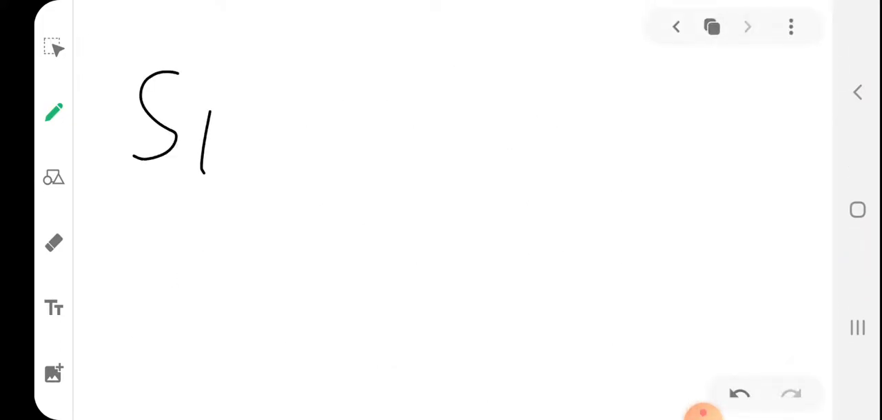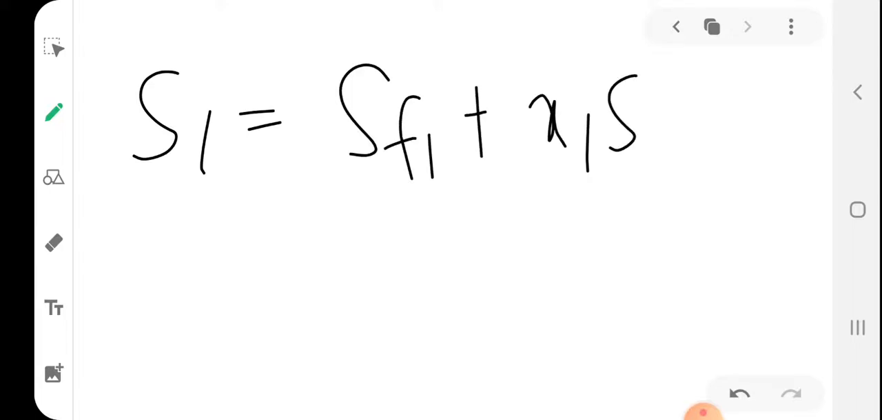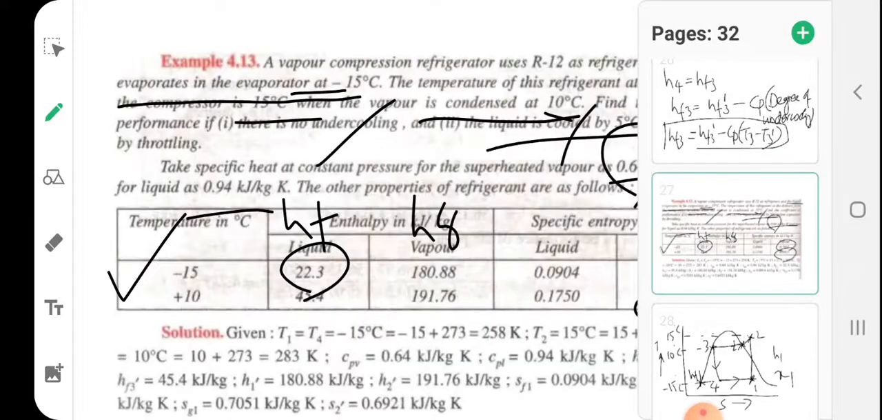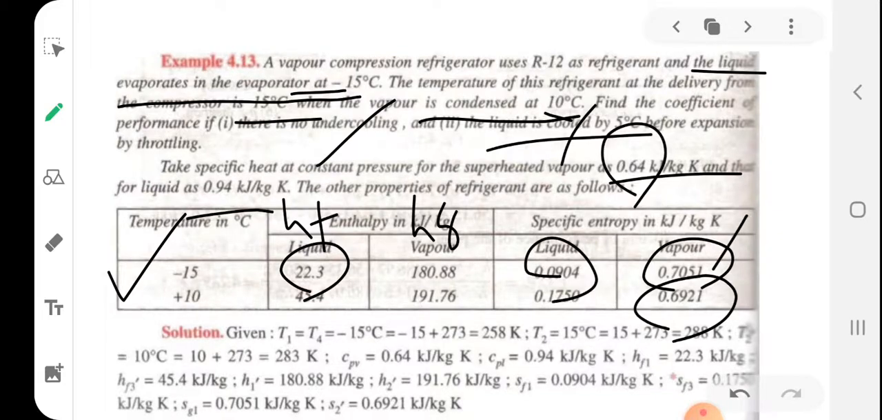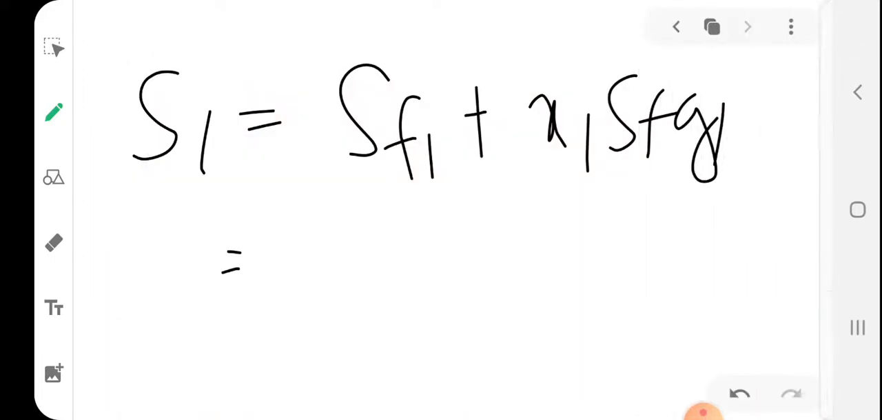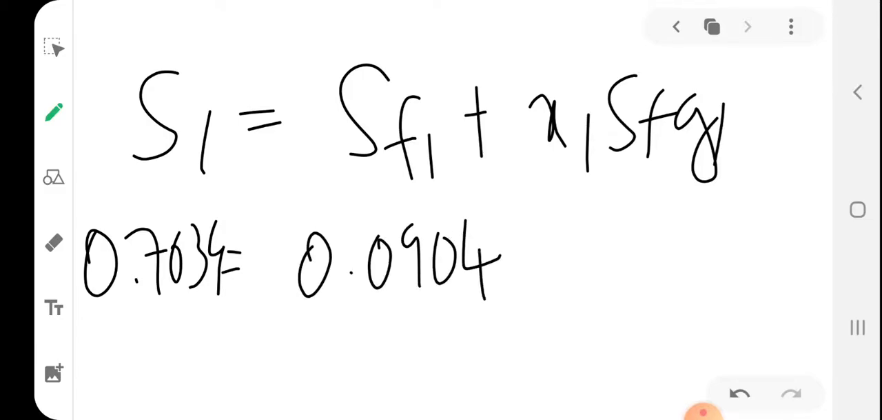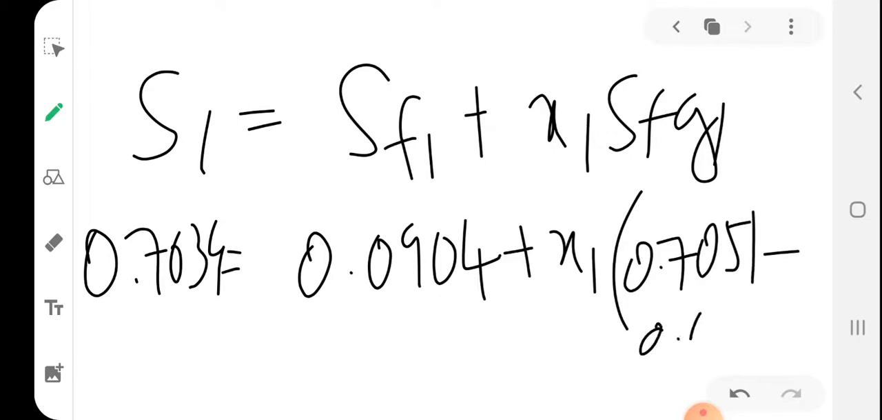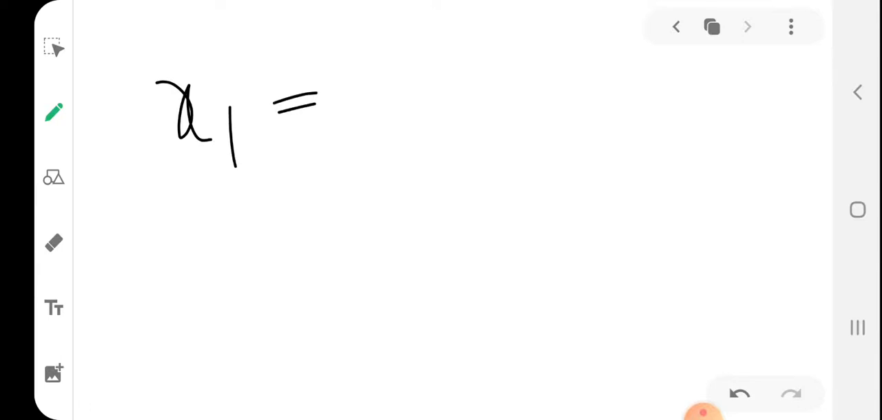So how? S1 is equal to SF1 plus x1 into SFG1. SF1 is nothing but this value. SFG1 will be the difference of this and this. So 0.7034 is equal to SF1, which is 0.0904, plus x1 into 0.7051 minus 0.0904.